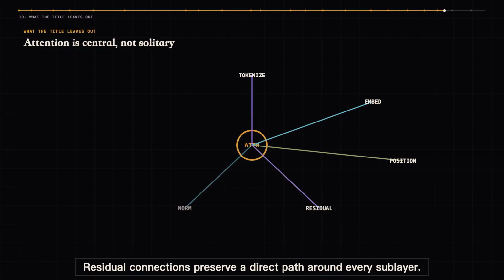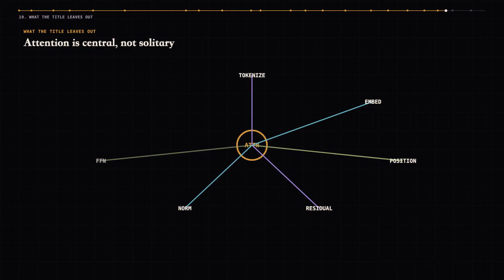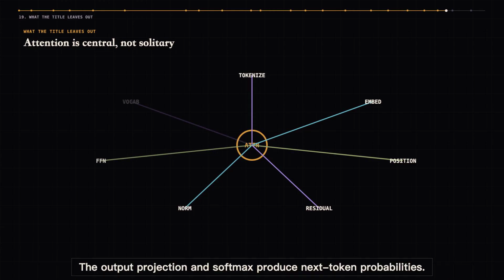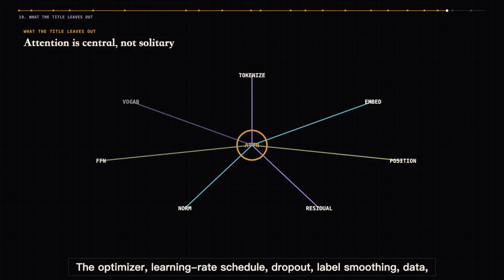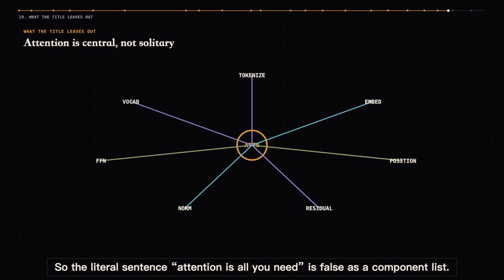Residual connections preserve a direct path around every sublayer. Layer norm controls the numerical representation after each residual addition in the original post-norm design. The output projection and softmax produce next token probabilities. The optimizer, learning rate schedule, dropout, label smoothing, data, and loss make training possible. So the literal sentence, "attention is all you need," is false as a component list.